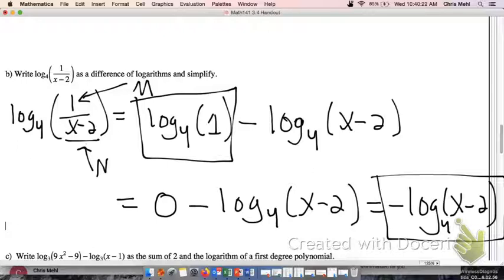It's a pretty atrocious 4 base that I have down there. There we go, that looks better. Okay, next example.